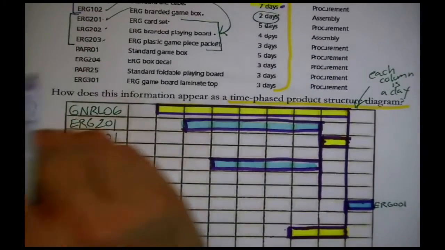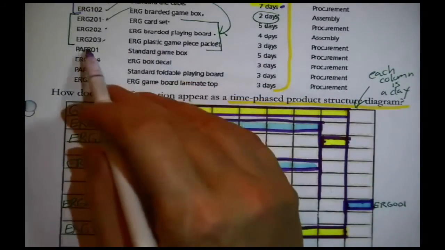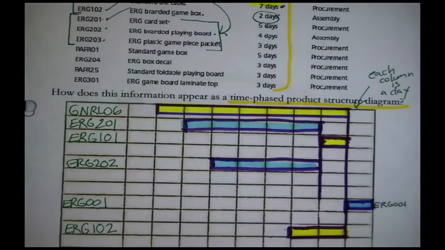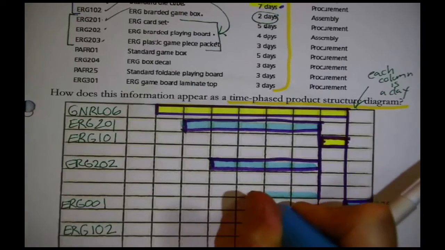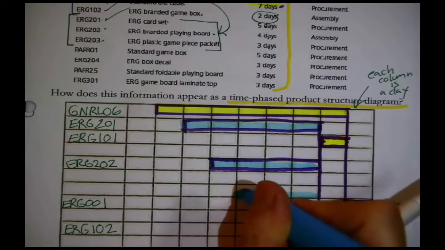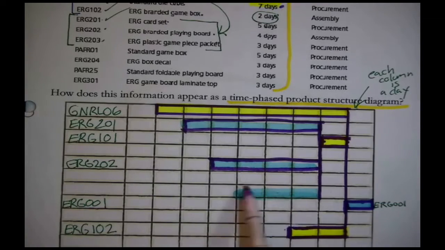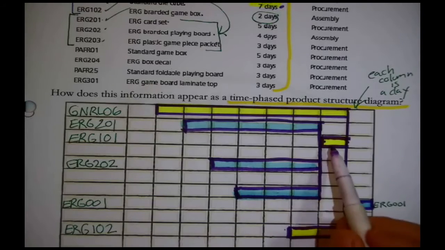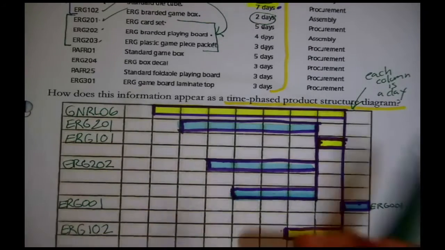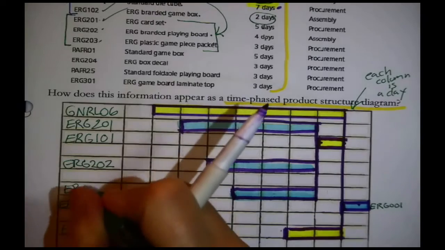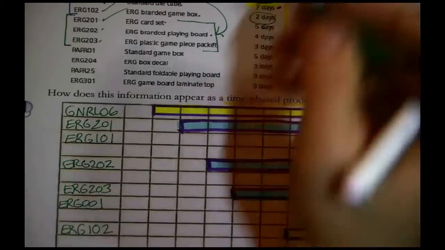And then, let's see, the third child item, ERG 203, the actual playing piece packet. Skip a line, just so it comes out looking nice. 1, 2, 3. It has the shortest lead time. I can make that a little thicker. Here's when we'd have to order the playing piece packet in order for it to be ready in time to go into the actual packed insert, in time for that to go into the finished good. I better label that. That was ERG 203.